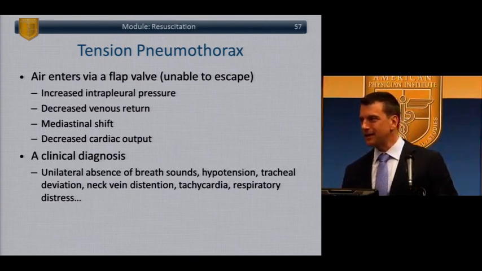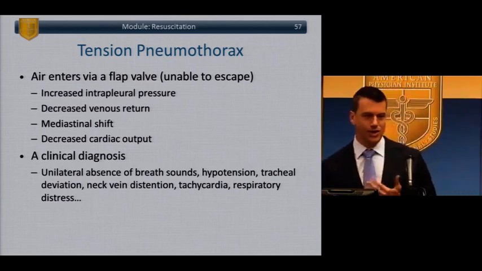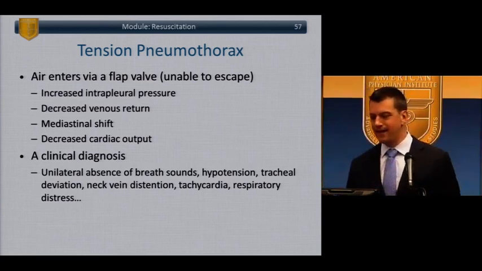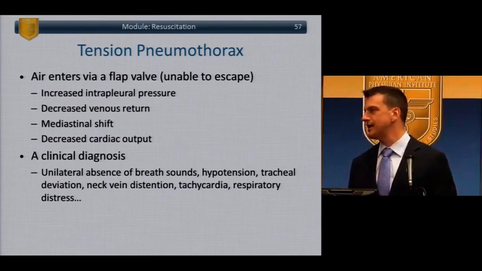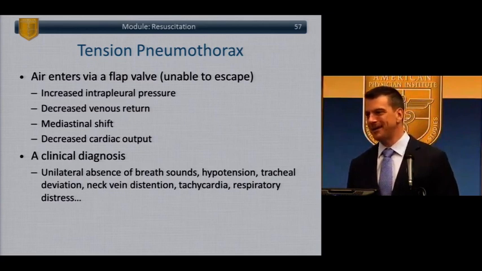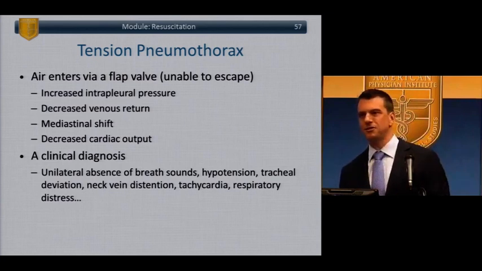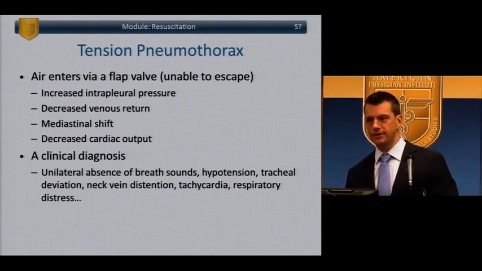So this is a clinical diagnosis. This should be made without any x-ray, with just a stethoscope. So absence of breath sounds on one side, hypotensive patient, the trachea may or may not deviate, neck vein distension, tachycardia, respiratory distress. Patient comes in, they're in horrible shock, you can't hear breath sounds. Unless they're right main stem, you should probably think about putting in that chest tube. The worst case scenario is you put in a chest tube. But that's something that you should probably jump at before doing a lot of maneuvers to figure out why.